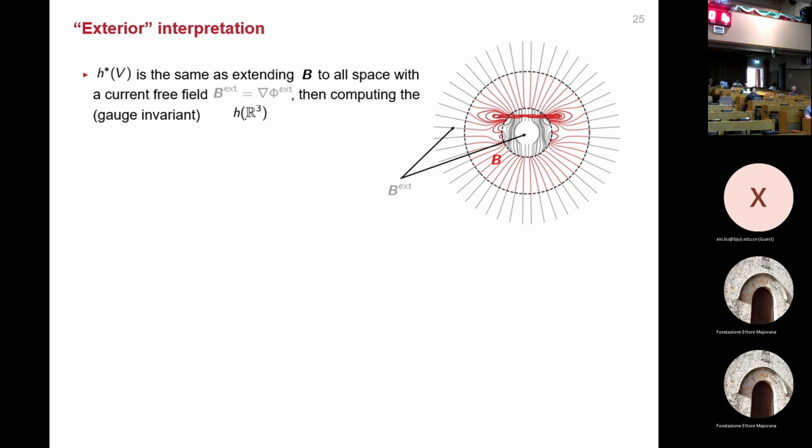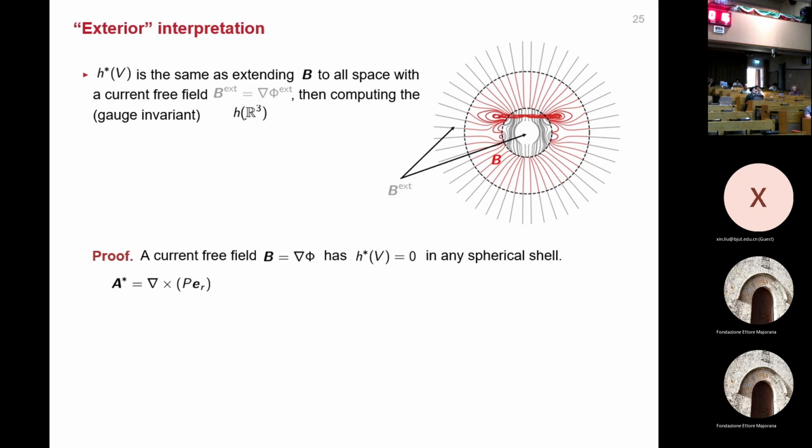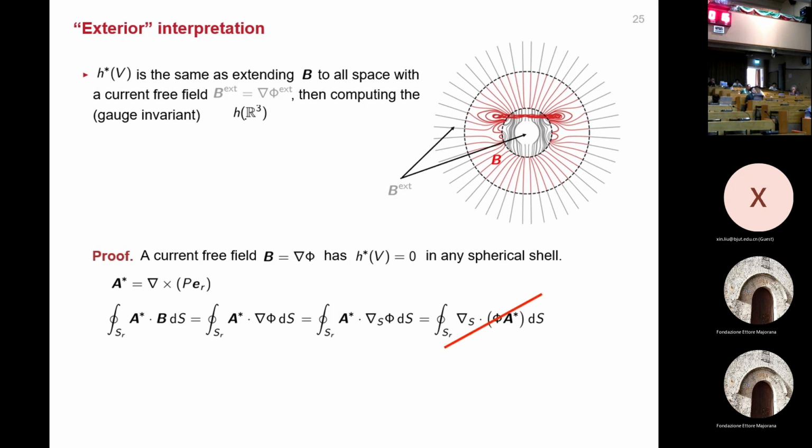Why is that the same? Why is the helicity of this whole thing the same as just our original helicity? Well, it precisely comes from the fact that if you have a current-free field, it has, on any spherical shell, no H star of its own. And you see that by the fact that a current-free field has a vector potential here with no T term, because the T term came from a Poisson equation with the current. But if you have no current, you have no T. So then you integrate that over each shell, and you find that it vanishes.